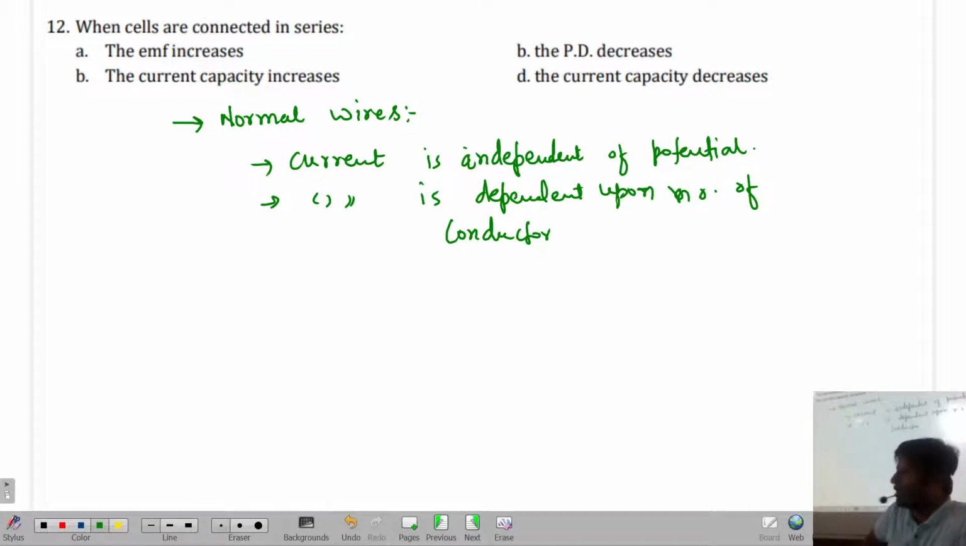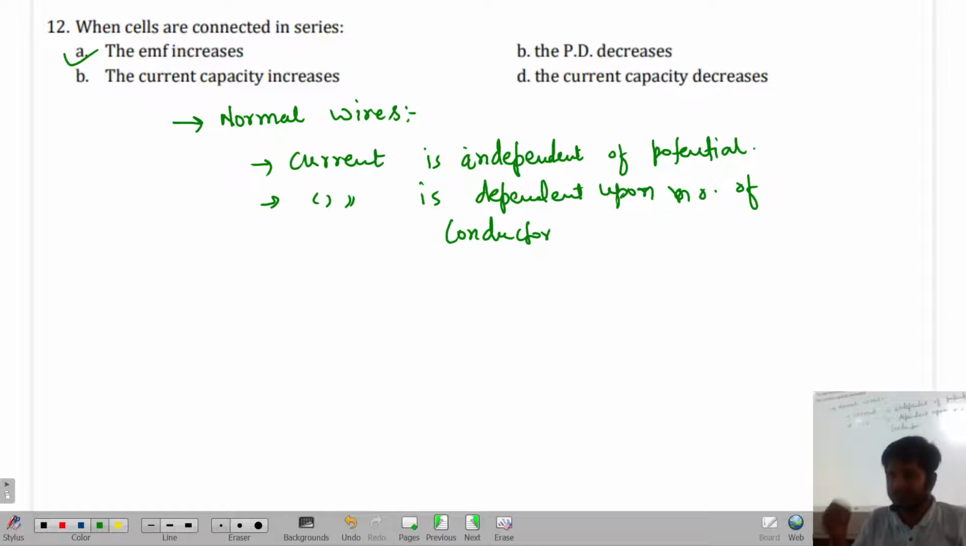So current is dependent upon the number of conductors. It is not dependent upon potential difference. Understood? Second thing, that is why it is dependent upon resistance. So current is independent of the connection of batteries. Current capacity increasing or decreasing is not possible, and potential difference decreasing is not possible. What is going to happen? If you connect them in series, battery capacity increases, so EMF increases. Understood or not?